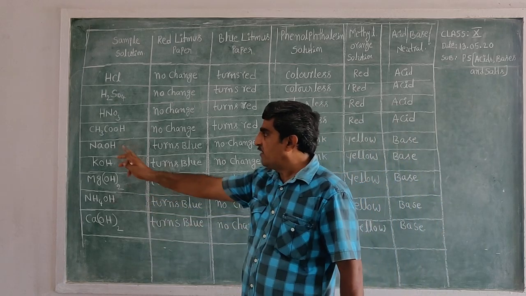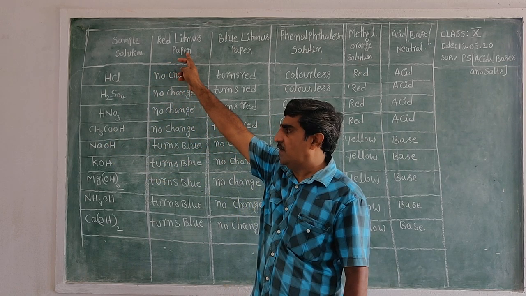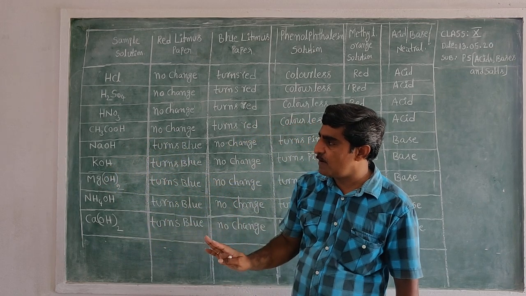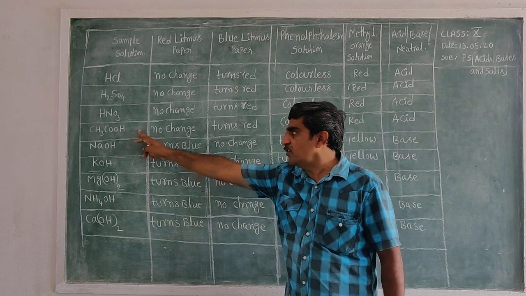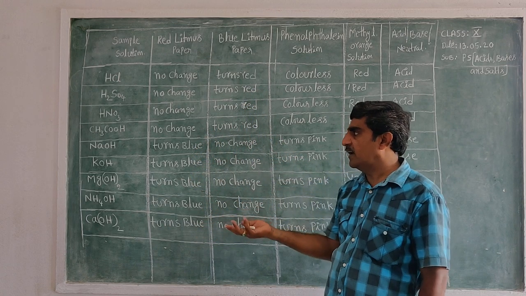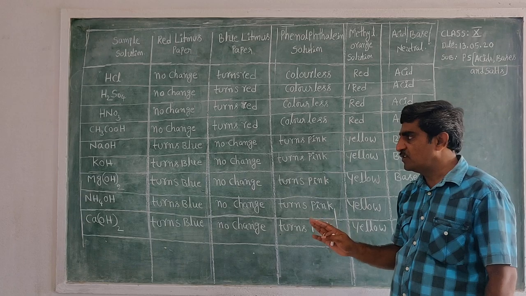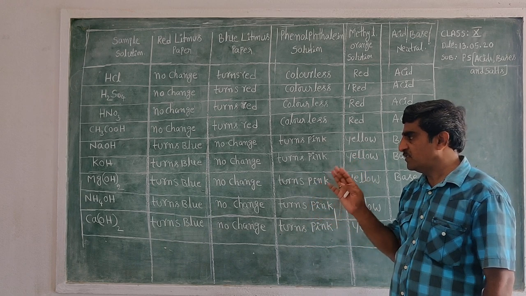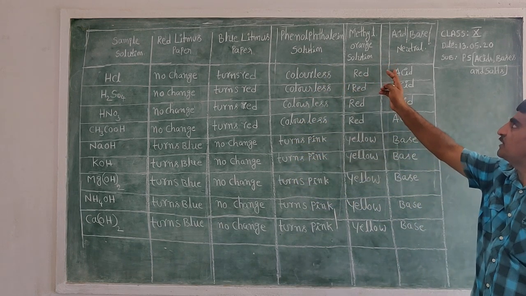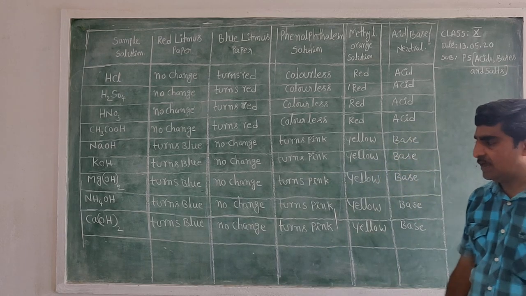And another sample, acetic acid, CH3COOH solution. Tested with red litmus paper, there is no change; the color does not change. Tested with blue litmus paper, it turns blue litmus red. With phenolphthalein indicator, a colorless solution is formed. With methyl orange indicator, it turns red. Hence, the given sample is acid.